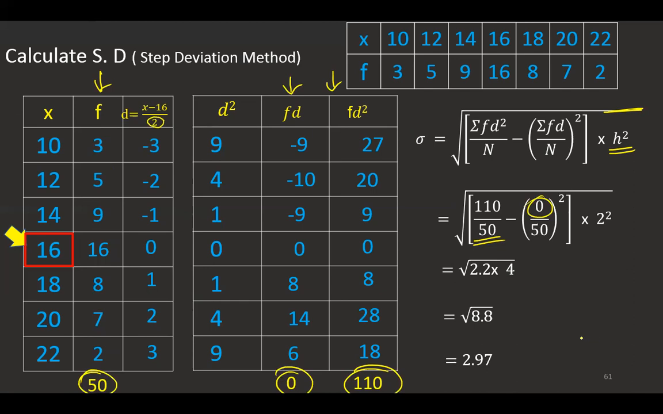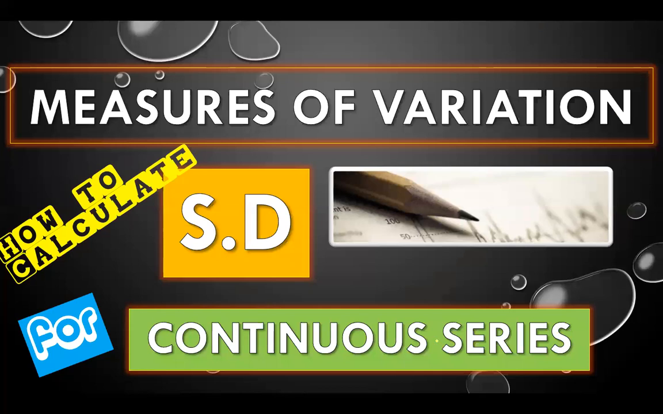So this is how you are going to calculate the standard deviation in the step deviation method for discrete series. Now, what is next? Next is for continuous series. We'll be doing this in the next video.